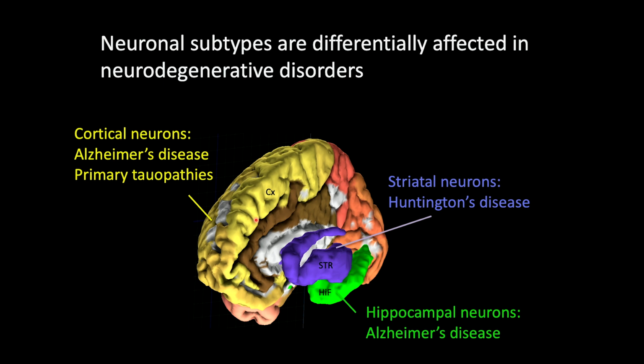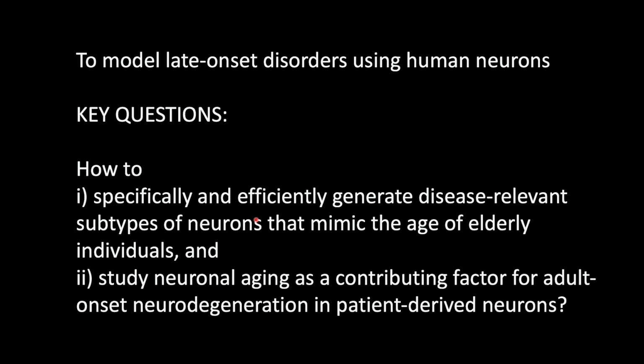So what we are trying to do in the lab is model late onset disorders using patient-derived neurons, using human neurons. And while we try to do that, we try to address mainly two key questions. What are the methods that we can use to specifically and also efficiently generate disease-relevant subtypes of human neurons? And not just any neurons, but neurons that mimic the age of elderly individuals. And how do we use this system to study aging as one of the contributing factors for the onset of neurodegeneration?